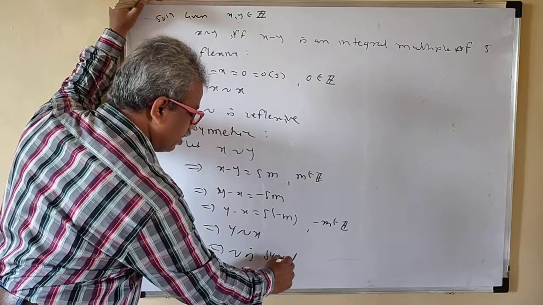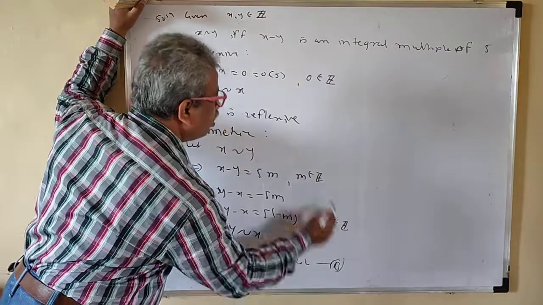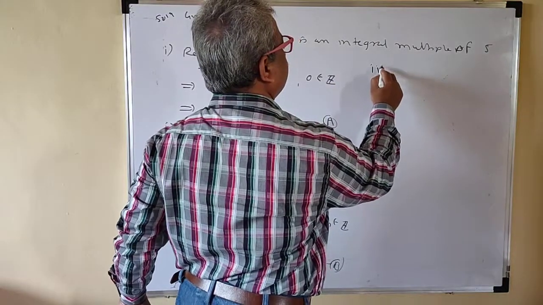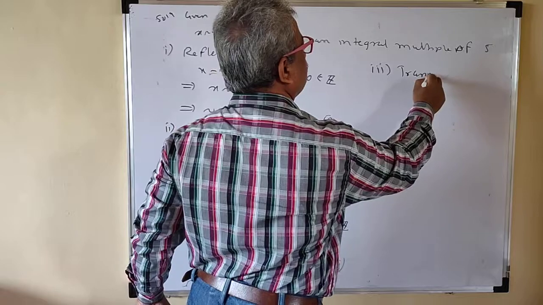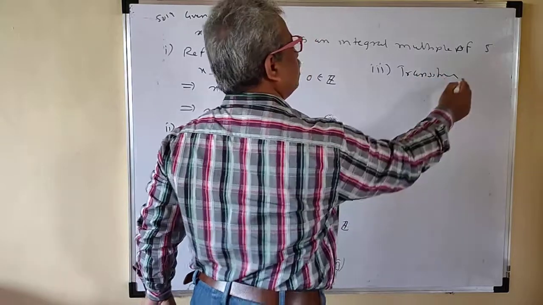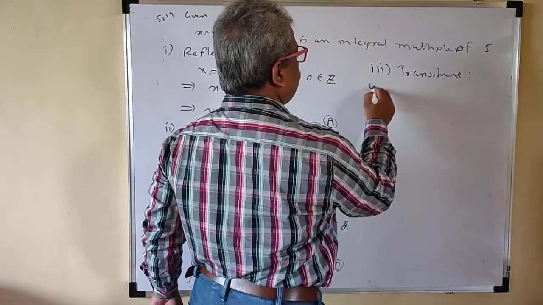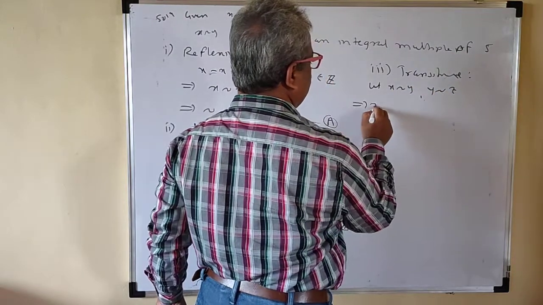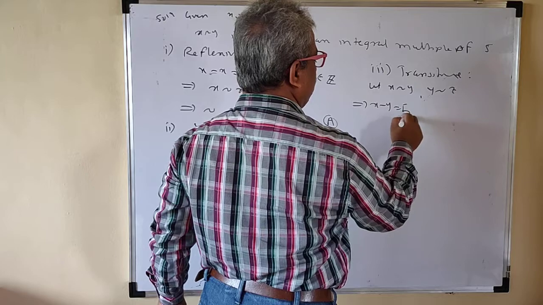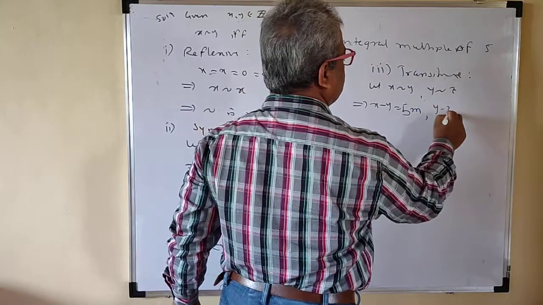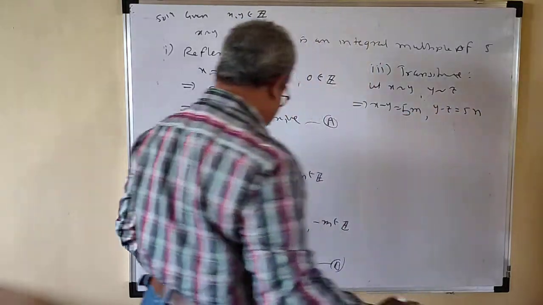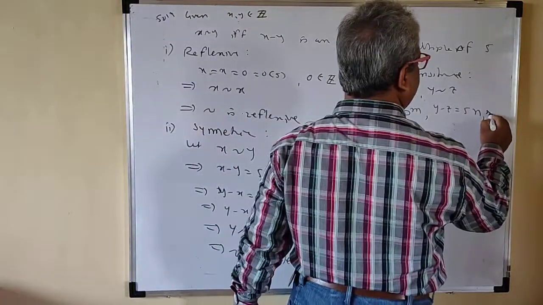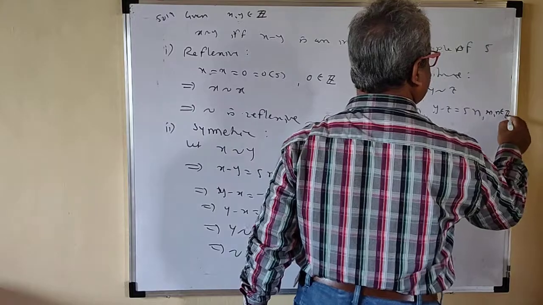The relation is symmetric. We call this B, and we call the earlier one A. Next, the third one, transitive. So let x be related to y and y related to z. What does this imply? X minus y is equal to 5 times m, and y minus z is equal to 5 times n. So this m and n are different here. This is very important: m, n belong to Z.